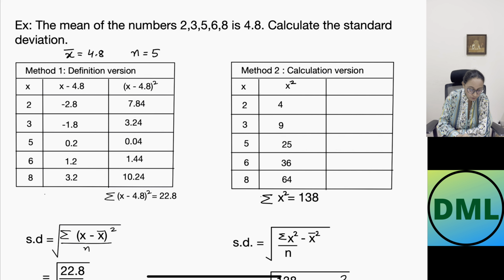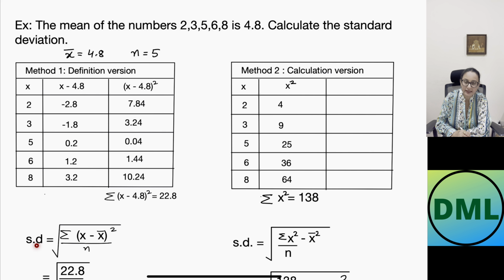I need to square these values here. If you square all these values, you will get 7.84. If you square this one, you will get 3.24. Square this one, you will get 0.04. If you square 1.2, you will get 1.44. If you square 3.2, you will get 10.24. I need to add all the values, which will give me sigma of x minus 4.8 the whole square. If you add all of them, your answer is 22.8.